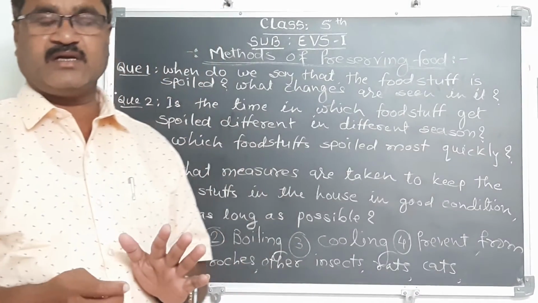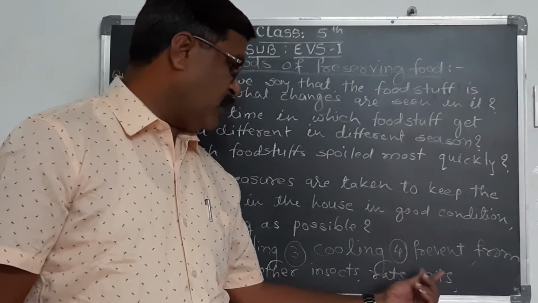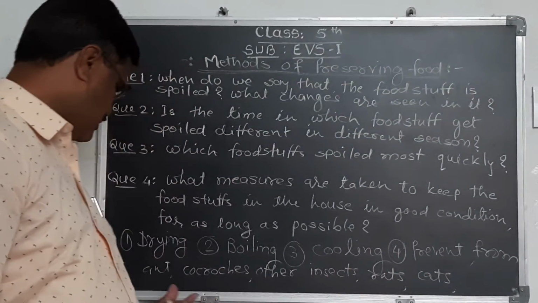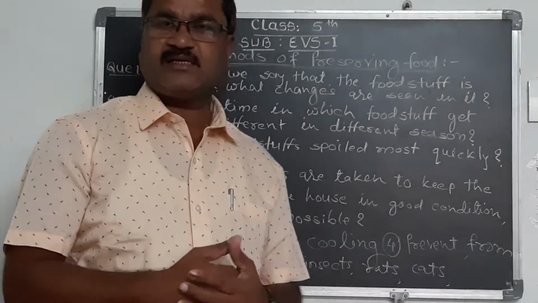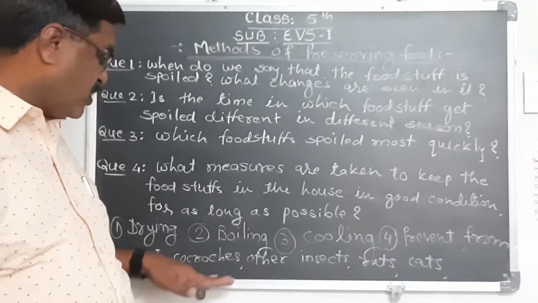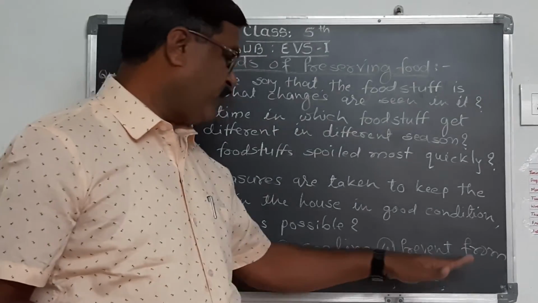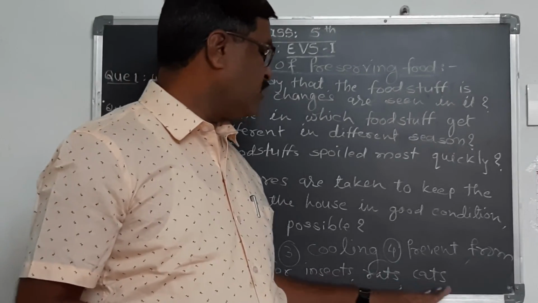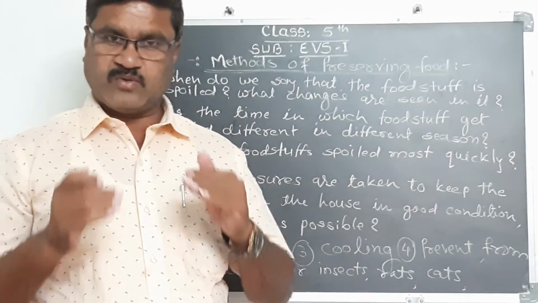Take care that the food material does not come in contact with ants, cockroaches, other insects, rats, cats, etc. Because these all destroy the food. That's why take care to protect the food material from them. Isn't it? So this is all about today's topic.